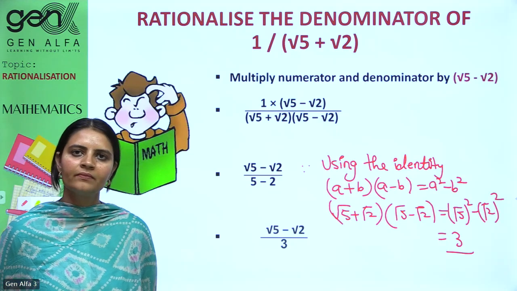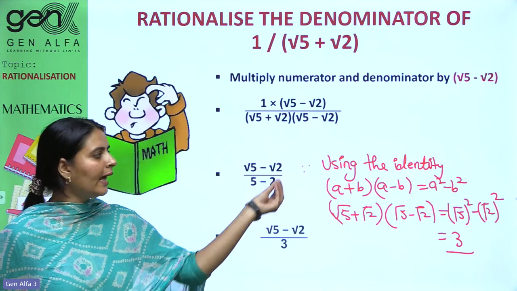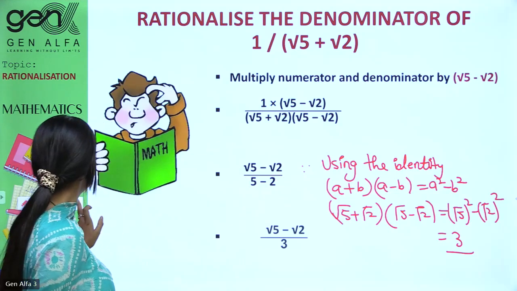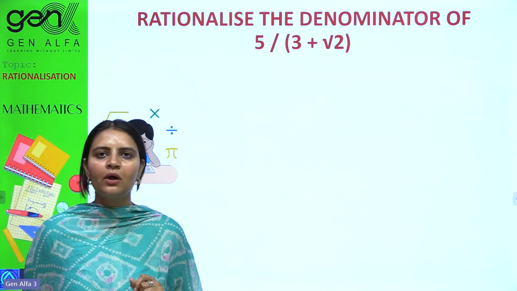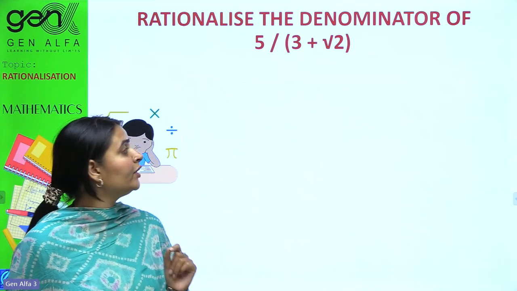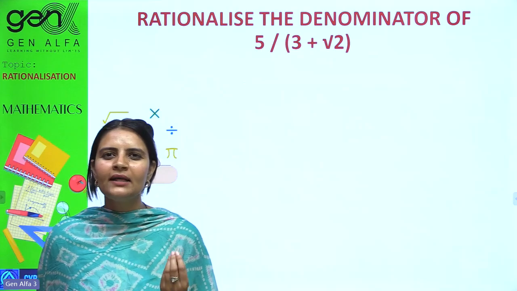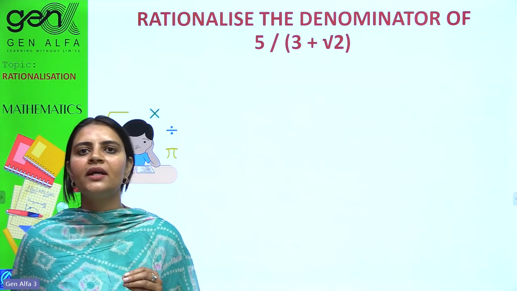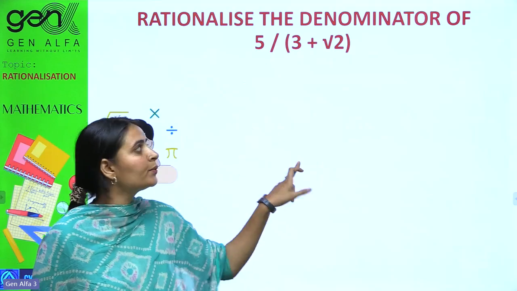Easy? What was the new thing over here? Conjugate we have applied and identity we have applied. Now do that by your own. 5 divided by 3 plus under root 2. Same thing. Multiply and divide it by its conjugate. What is the conjugate over here? Just change the sign. 3 minus under root 2.